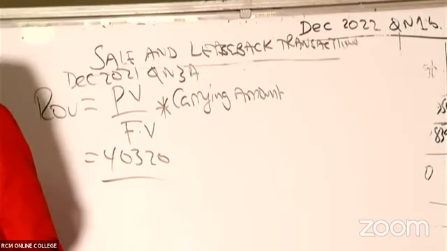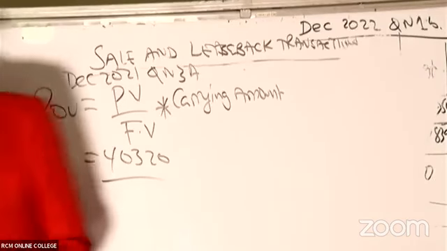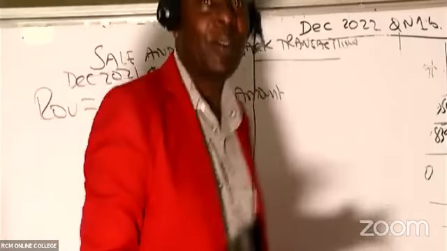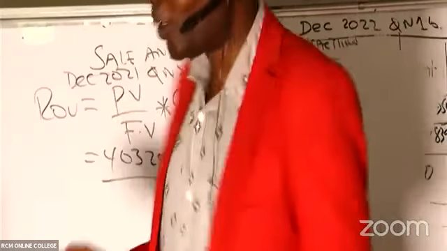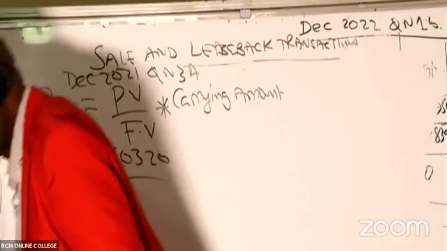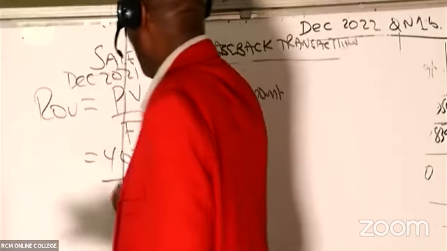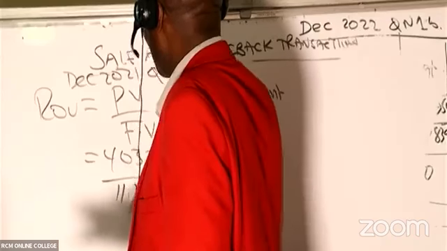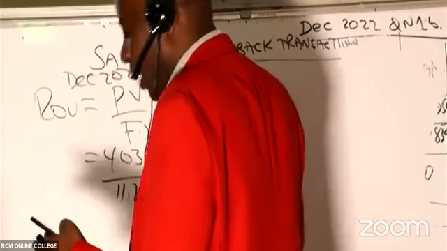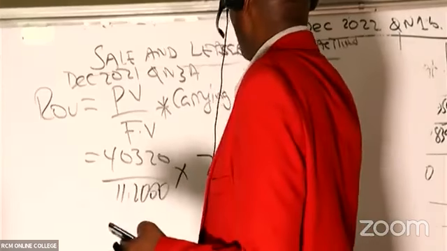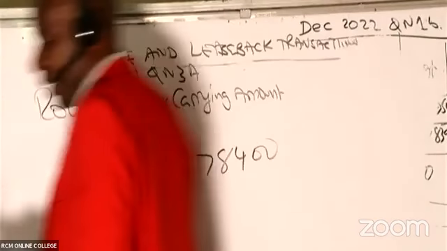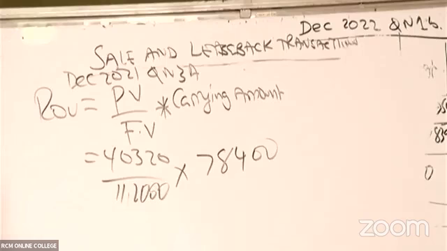Imagine 78.4 is not the fair value, not the market value. Can somebody give it to me? It is 112,000, isn't it? 112,000 if I'm cutting the 3 zeros. And then the figure that Anne is giving us is called the carrying amount, 78,400. 78,400 is called the carrying amount.